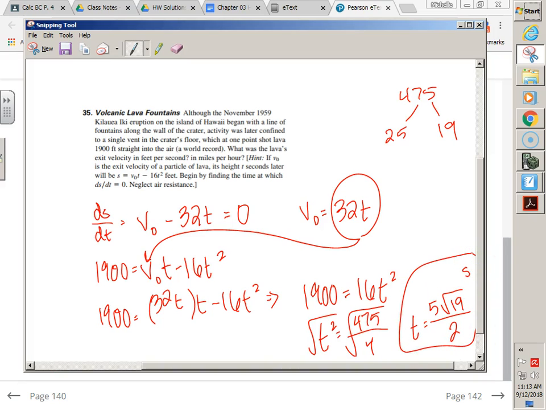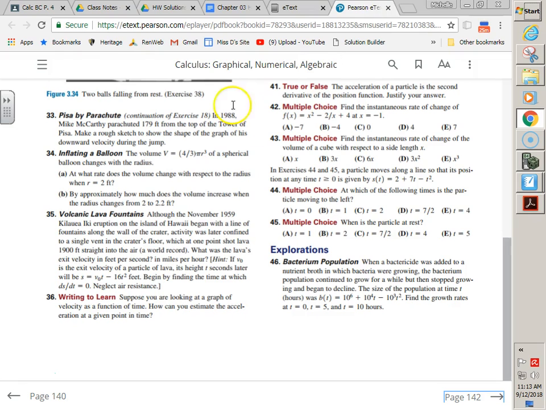You guys, right there, 1900. It's the max. But okay, fine. It was a little tricky. I think we covered all the ones on section 3.4, right? 13, 31, 35? So our last one is section 3.5.